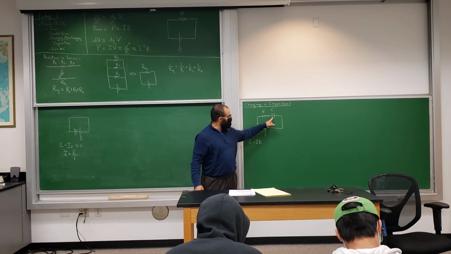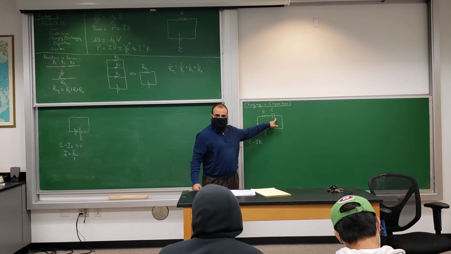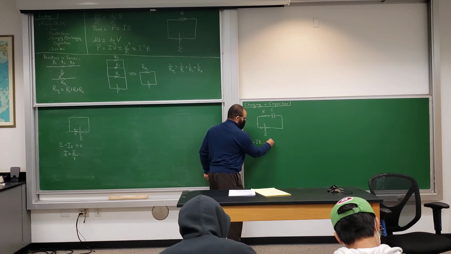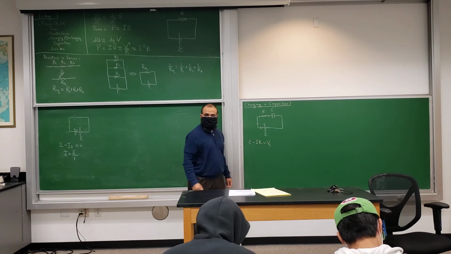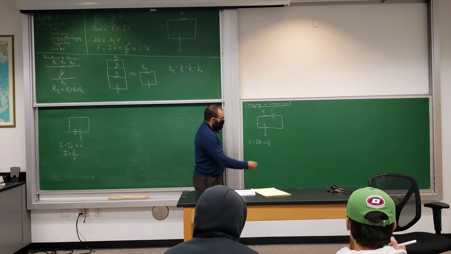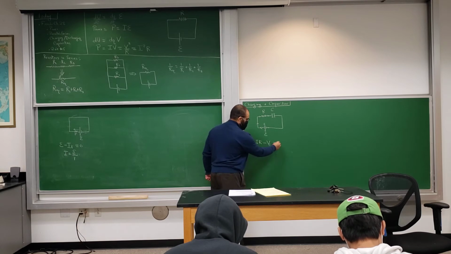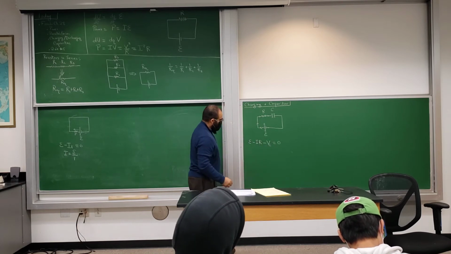It's a minus, because the positive end is at a higher potential than the negative end. So it's minus the voltage across the capacitor, VC, the voltage across the capacitor. And I've completed the loop, so I set it equal to what? Zero. Good.